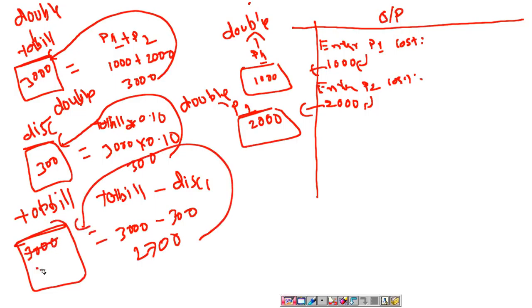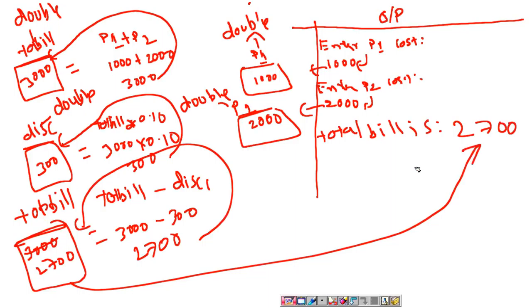Now that is total bill. So here my question is, do we have to declare the total bill variable again? No, already it's there. Old value is 3000, now new value is 2700. Now print total bill 2700, and move the cursor. That's it, this is the story. Are you clear, all of you? For this, you have to write the code. At least you write the code.